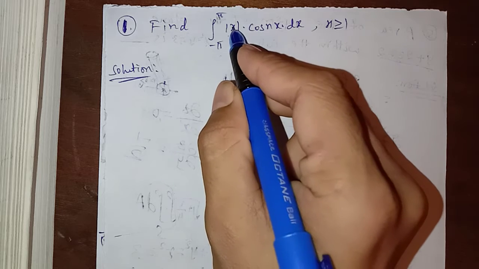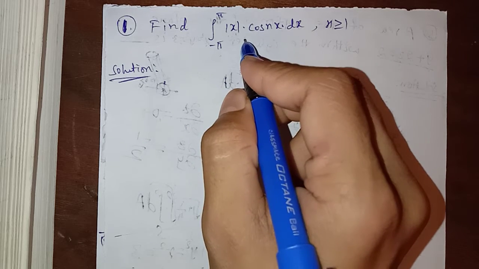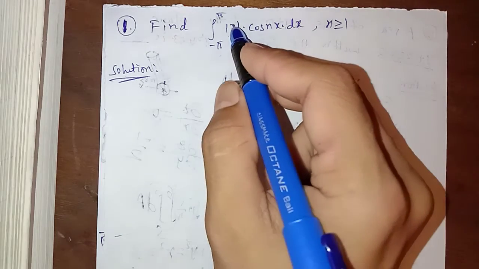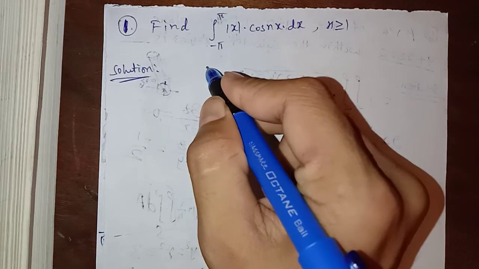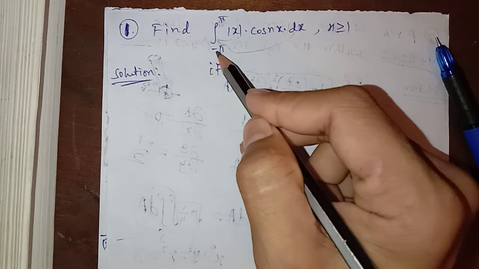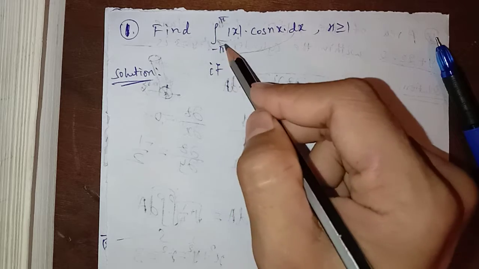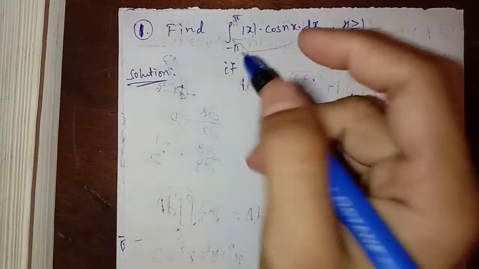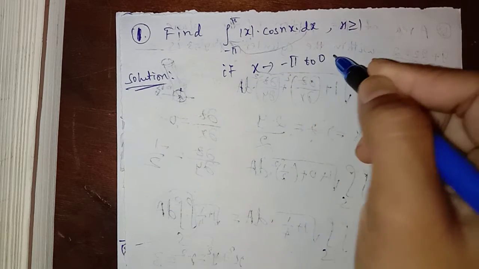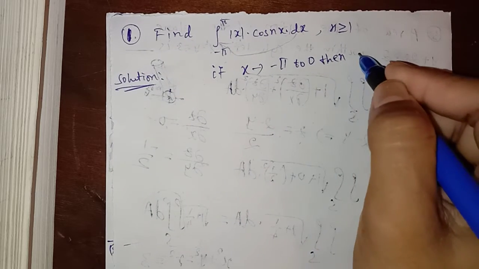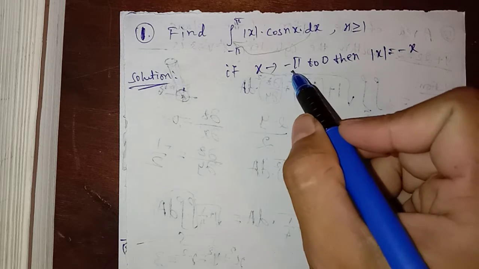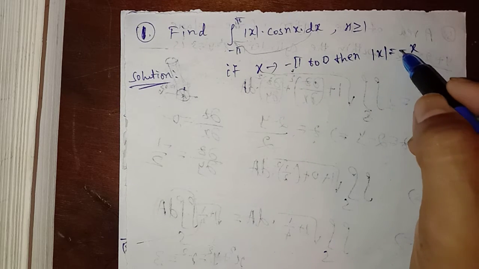When x is negative, modulus of x means minus x. The integral is from minus pi to pi, so if x is from minus pi to 0, then modulus of x is minus x. Why? Because when x is negative, modulus of x means minus x.